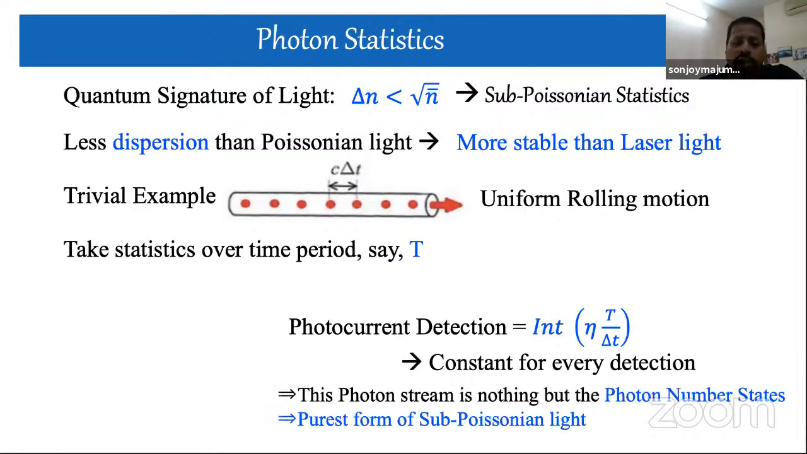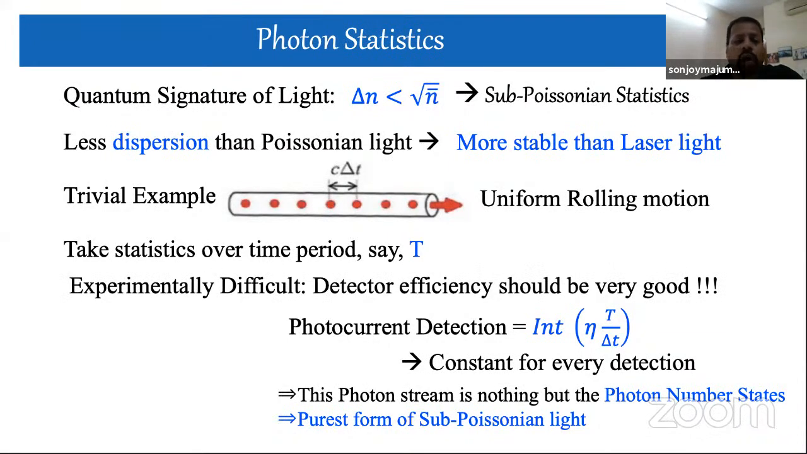Now this is not so easy, because here the photon stream follows what is called a number state distribution, which is fixed. The number of photons per state is fixed. The number states are nothing but the purest form of sub-Poissonian light. But it is very difficult to observe the number state; experimentally it is really, really challenging. Also, since it is almost constant, your detector efficiency will be very good over time to detect these kinds of things.